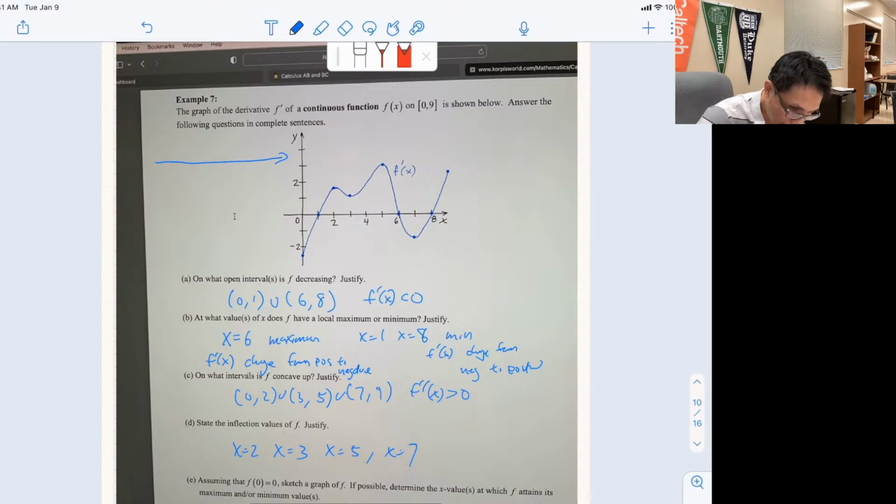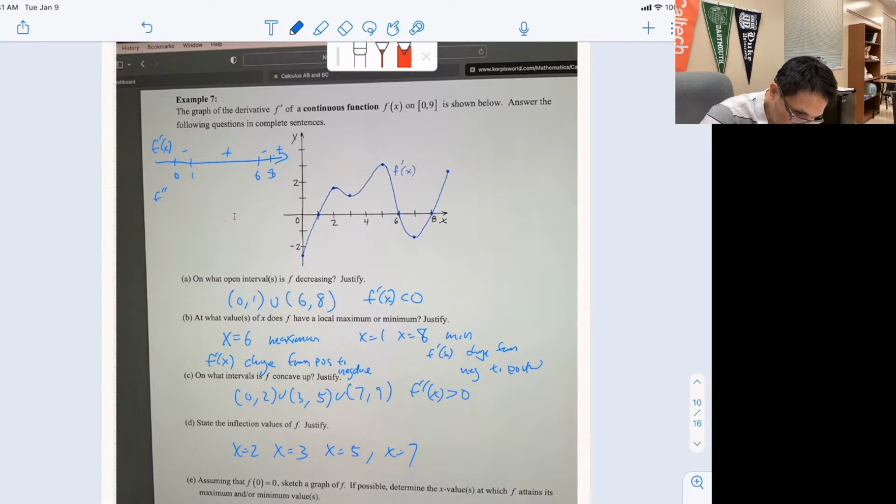I'm going to do f prime of x first, which is, I'm going to start at 0, right? And 0 to 1 is going to be negative, and 1 to 6 all the way here is going to be positive, and 7 is going to be what? No, 8 is going to be negative and then positive.